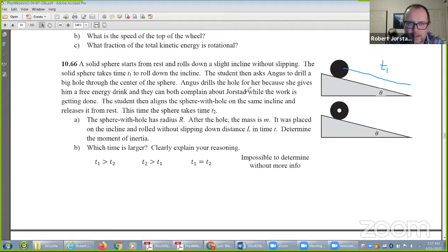Now, Angus drills the hole because he got a free energy drink. Yeah, and they can complain about Jorstad. That would definitely make me get the work done.